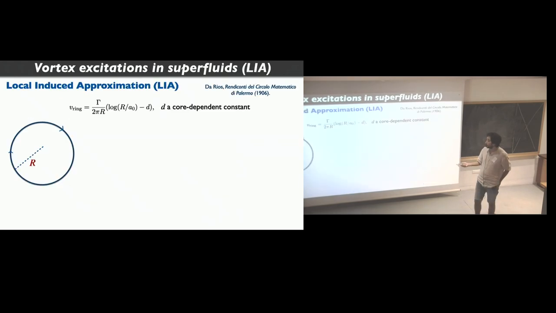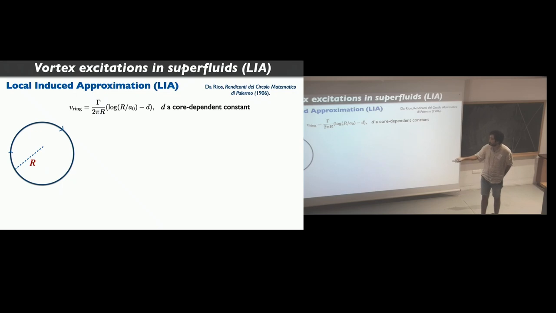And there is a much simpler model, called the local induction approximation. It is known to provide wrong results in many aspects of turbulence, but on the other hand, it's very easy to handle and do analytical calculations, so it allows you to understand many things. As far as I understand, it was introduced by Da Rios in 1906. The idea is very simple. It's an undergraduate exercise to find the velocity of a vortex ring of radius r with some core. You find this in any textbook, from Lamb or whatever.